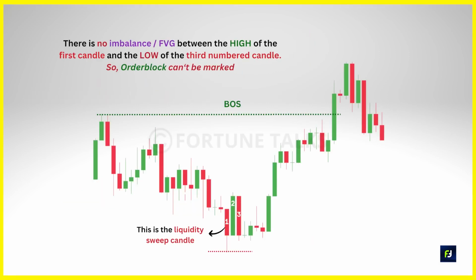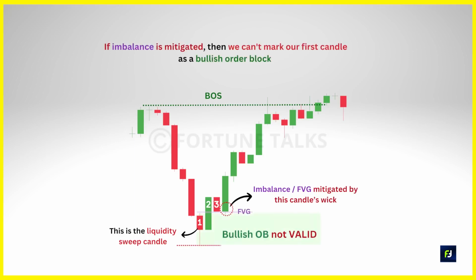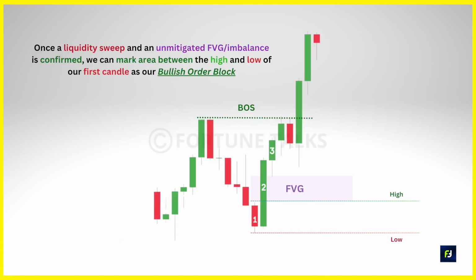Now, even if we have spotted the last candle which has taken out the liquidity at the previous minor low, if there is no imbalance between our marked candle and the third numbered candle, then we cannot mark this as a bullish order block. And even if there was an imbalance between the highs and lows of these candles, but this imbalance is mitigated, then also we cannot mark our first candle as a bullish order block. So the fair value gap is the most important factor to consider while marking a valid order block. And once a liquidity sweep and an imbalance is confirmed, then we can mark the high and low of our first candle, which will become our bullish order block.